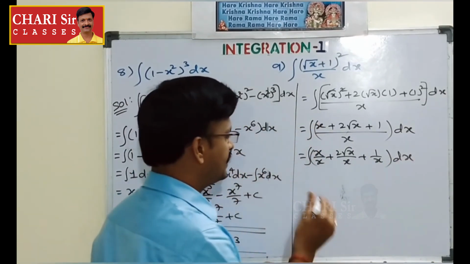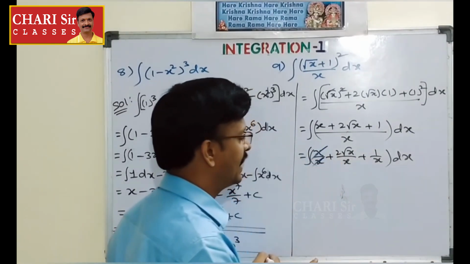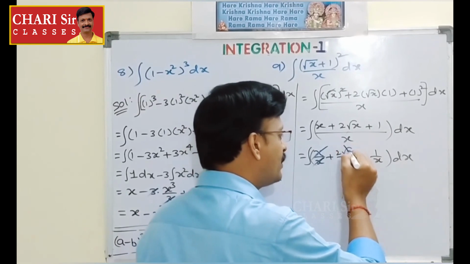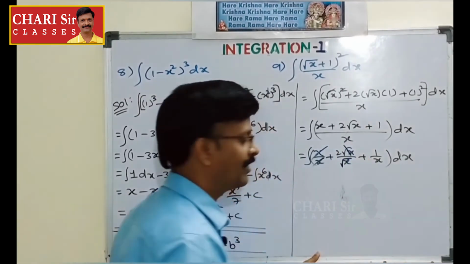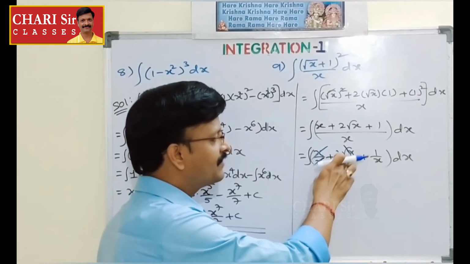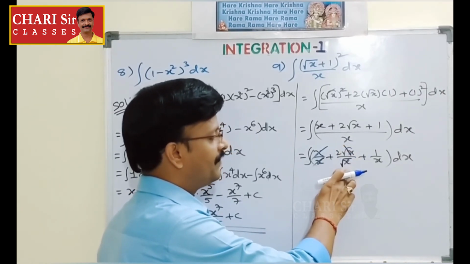Here we can do the cancellation, x and x get cancelled. Suppose x by x, for 2 root x by x, when you cancel, you get 1 by root x. Because x can be written as root x into root x, one root x will get cancelled with this and one root x will be left over.